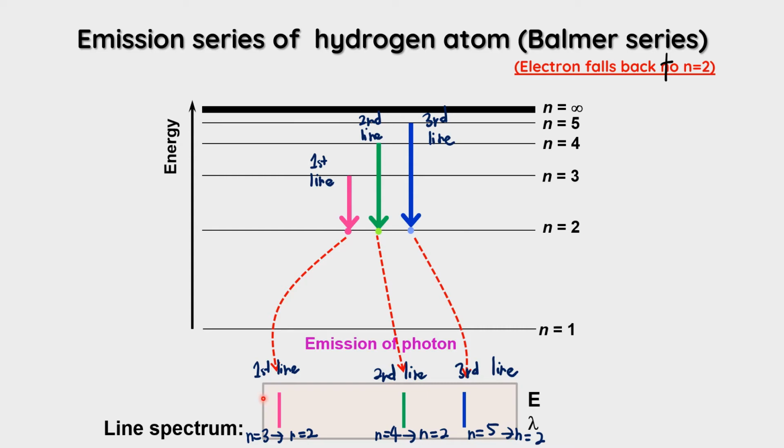Moving from the first line to the third line in the Balmer series, the value of energy increases and the wavelength decreases.